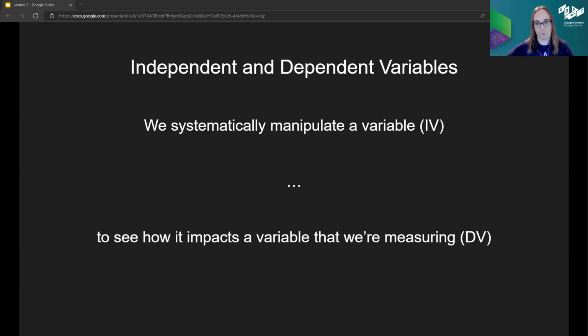So if we have an experiment and we're controlling something, we have an independent variable, and therefore we have a dependent variable. On the other hand, if we're doing a cross-sectional study, we're not controlling anything. We don't have independent variables. We don't have dependent variables. We just have variables in a cross-sectional study. DV is the dependent variable. It depends on the value of the IV, the independent variable.